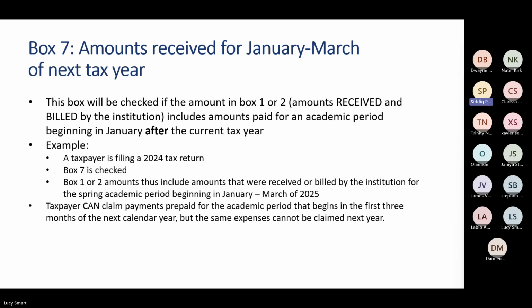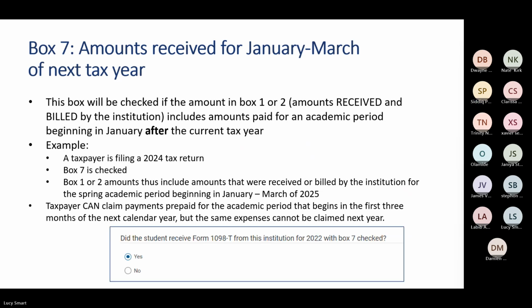Sometimes the 1098-T will have a checkbox in box 7. This indicates that the expenses for the next tax year, January through March, were paid in the current tax year. This is expenses that can be claimed towards education credit in the current year, but those expenses cannot be counted again in the following year. TaxClear asks, does the student receive Form 1098-T from this institution from its prior tax year with box 7 checked? If so, select yes.